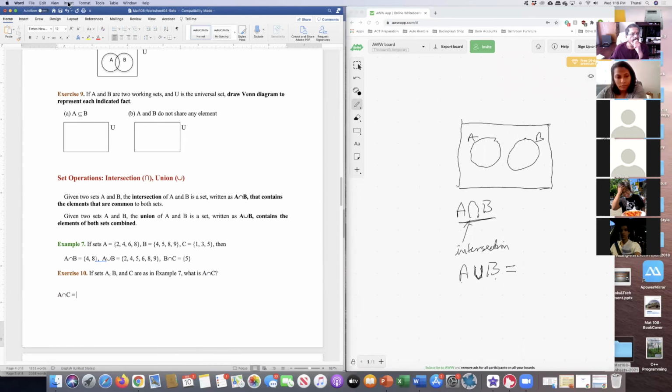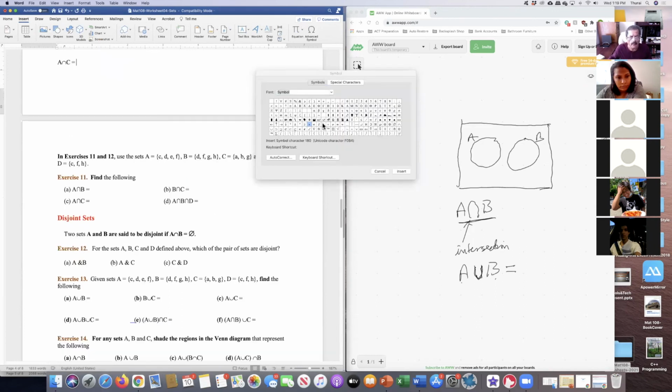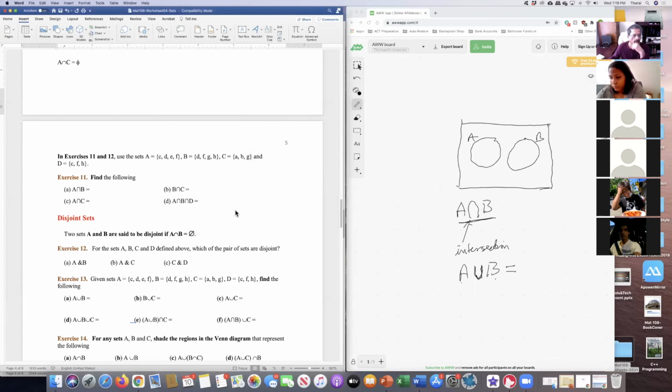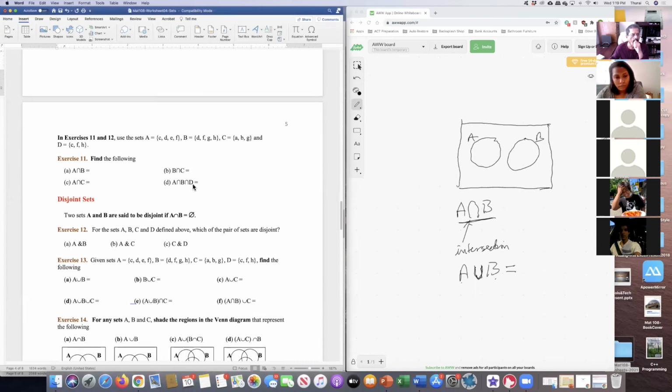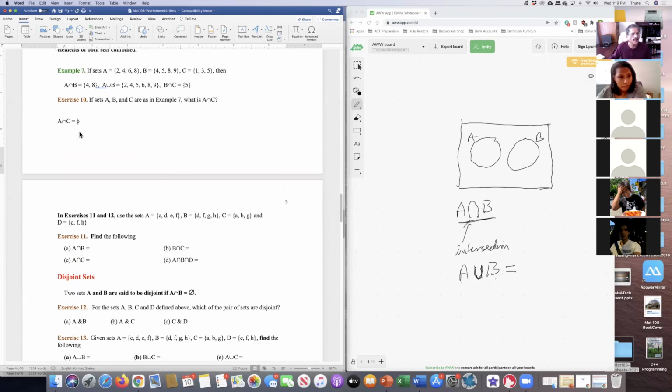So empty means you write the phi next to it. This phi is slightly different looking, but it doesn't matter. So that's how you answer that question. You can use the words empty set, but you're expected to use the phi to answer that question.